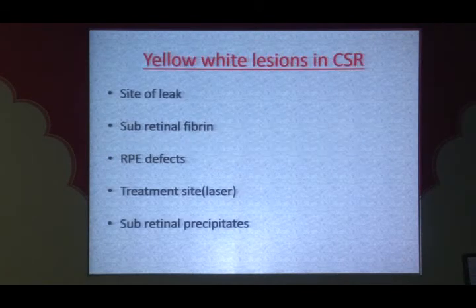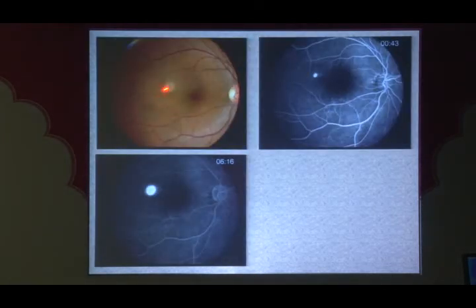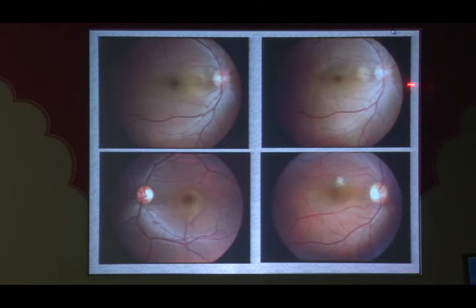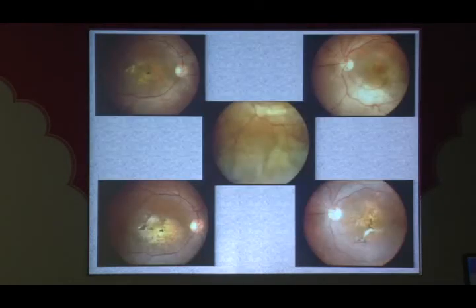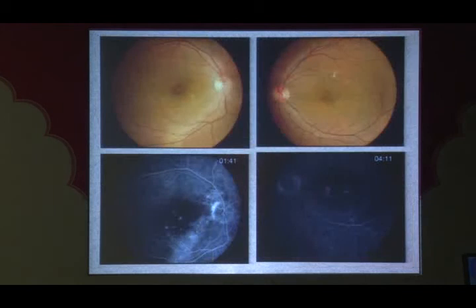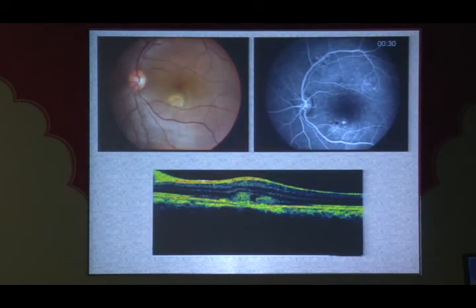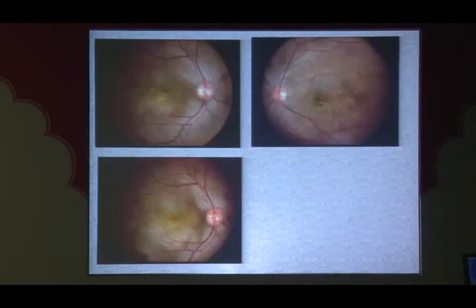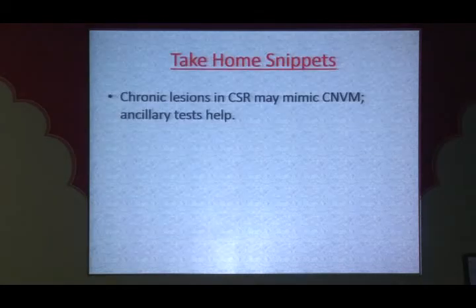Coming to the yellow-white lesions in CSR, I'm now going disease-wise. Now, the site of leak may look yellow, or there can be subretinal fibrin as the fluid is getting absorbed, or subretinal precipitates, or it could be the treated spot, or it could be chronic subretinal fibrin, which is manifesting in this way. It can also be, and this is a rare picture, a CSR in this patient that was associated with drusen as well. So ancillary tests are very much required in these patients. Chronic lesions in CSCR may mimic CNVM and ancillary tests help.